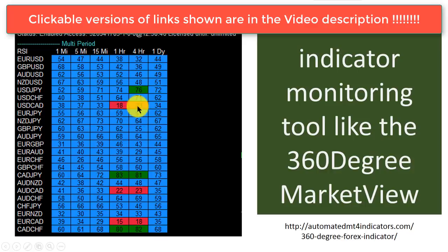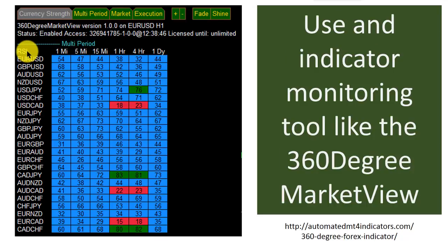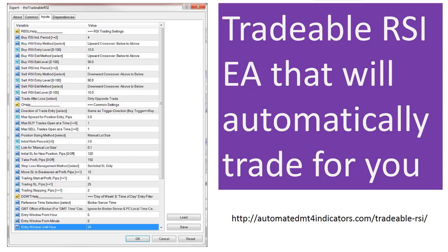It will also highlight areas when they are extremely overbought or extremely oversold. And what's nice about this, you can do it on the RSI, you can do it on the stochastic, on the CCI, the MACD, and a whole lot of other indicators. So pretty useful indicator.